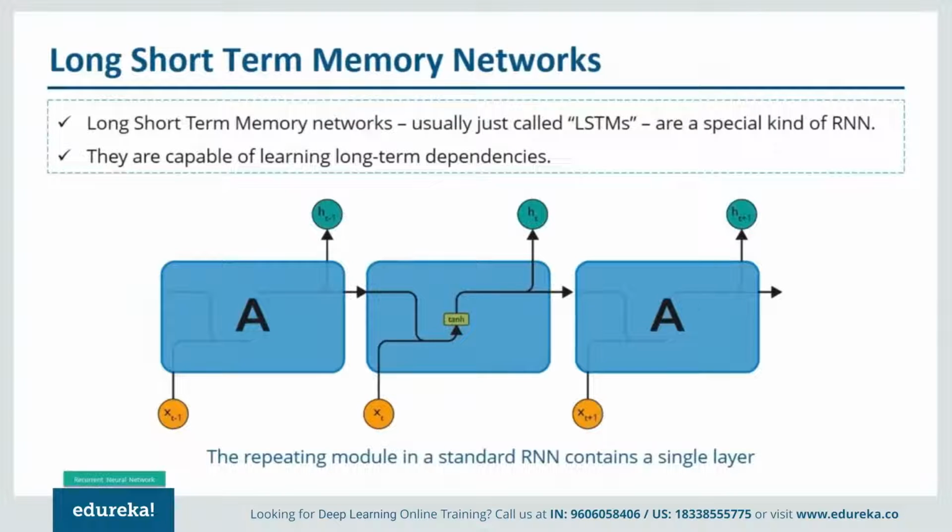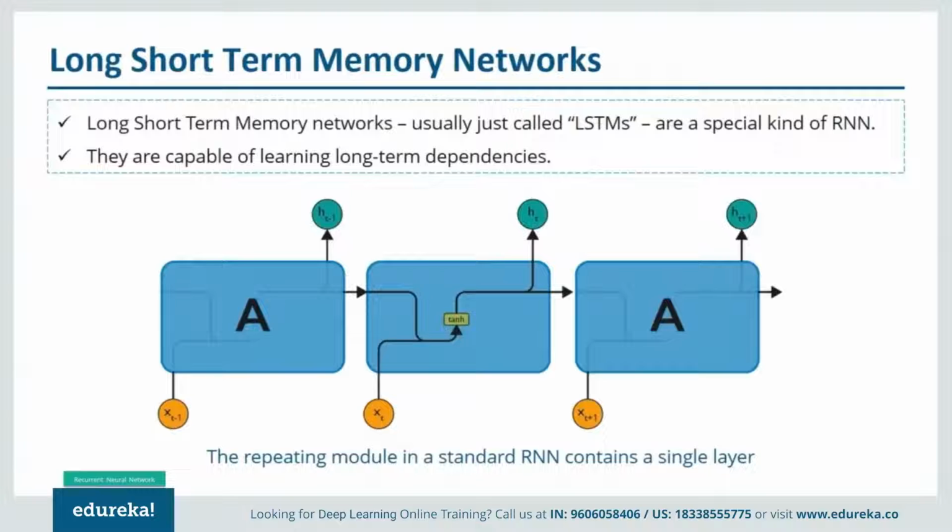But there are a few cases where we need more context. Consider trying to predict the last word in the text "I grew up in France." Then there are some words, and after that comes "I speak fluent French." Recent information suggests that the next word is probably the name of a language. But if we want to narrow down which language, we need the context of France from further back. And it's entirely possible for the gap between the relevant information and the point where it is needed to become very large. This is nothing but long-term dependencies, and LSTMs are capable of handling such long-term dependencies.